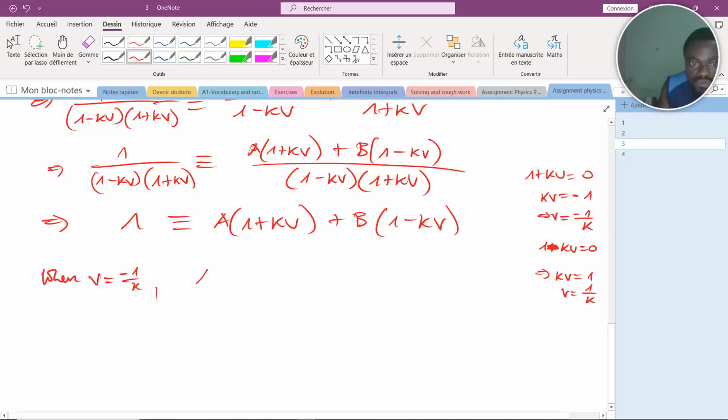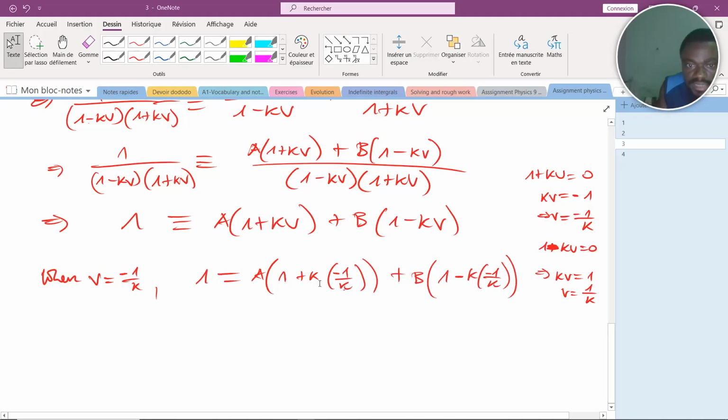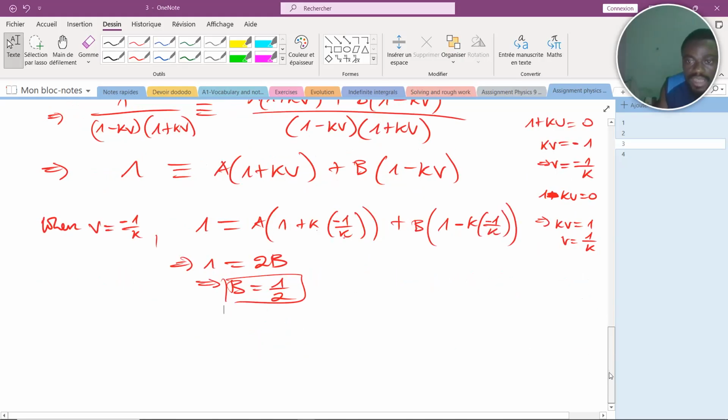When v equals minus 1 over k, what do we have? We have 1 being equal to A into (1 plus k into minus 1 over k), plus B into (1 minus k into minus 1 over k). Is that okay? So this k and this k will go, and this 1 minus 1 will become 0. Here this k and this k will go, and we're going to have 2. So this implies 1 will be equal to 2B, implying B will be equal to a half. Is that okay? So we have already our B. Now let's find the other one.